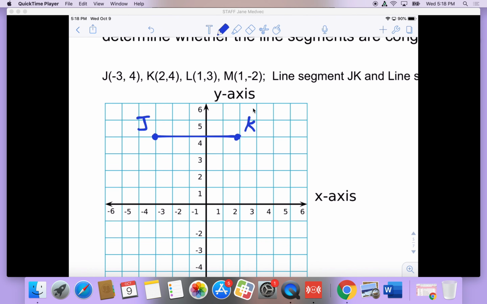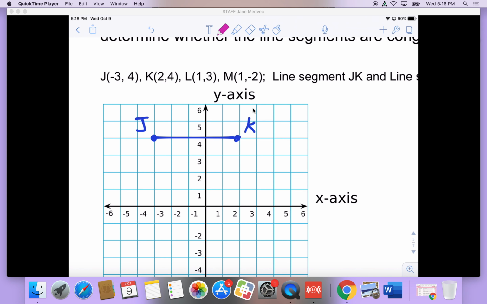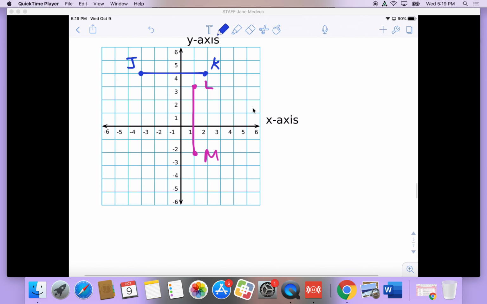Now what I'm going to do is grab 1, 3, which is L. And I'm going to grab 1, negative 2, which is M. Here's another line segment. So what it's doing is it says, tell me, are they congruent or are they equal? Again, we're going to use some of the stuff that we learned before, where I'm going to take JK. I'm going to do the absolute value.